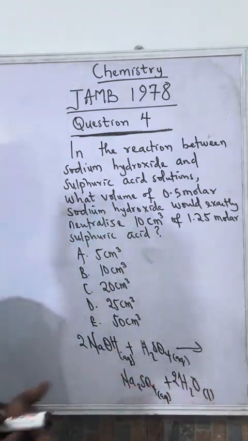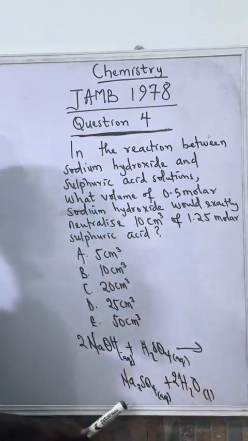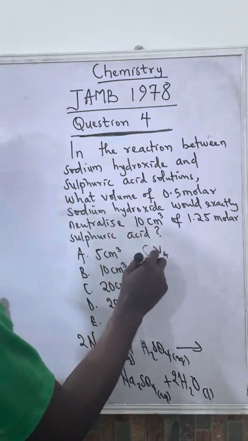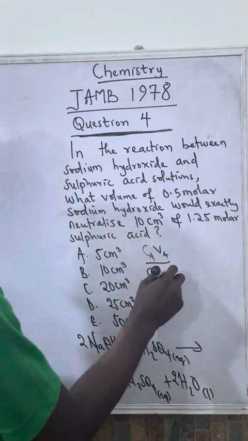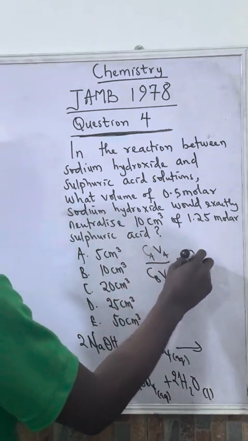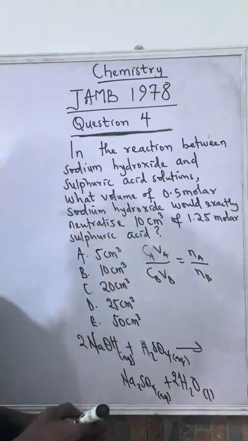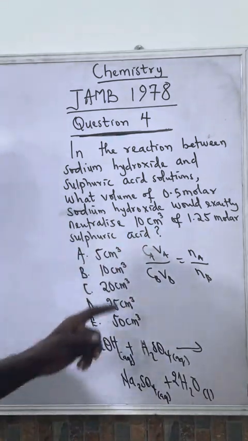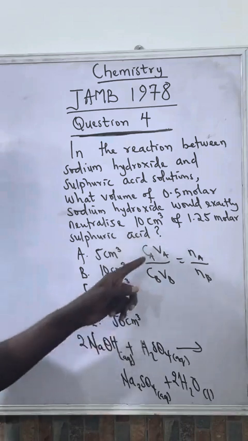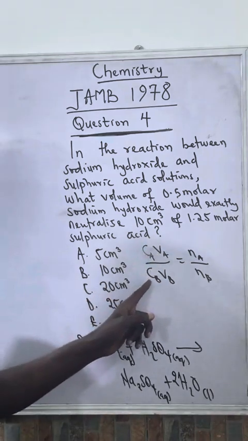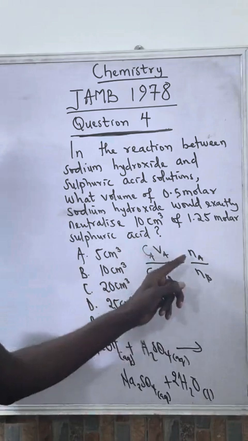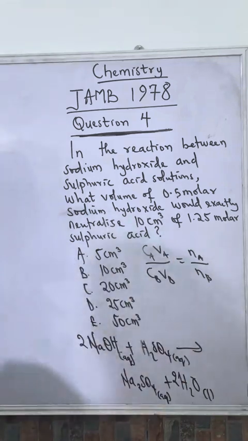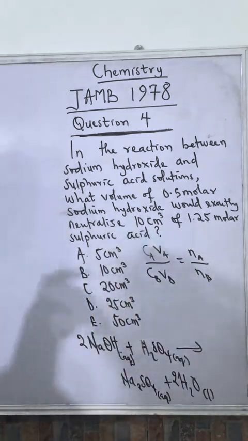Now we need to write the formula of titration. That is CaVa over CbVb equals Na over Nb. Ca stands for the concentration of the acid, Va is the volume of the acid, Cb is the concentration of the base, Vb is the volume of the base, and Na over Nb is the number of moles of the acid over the number of moles of the base. So let us write it and do what we have.